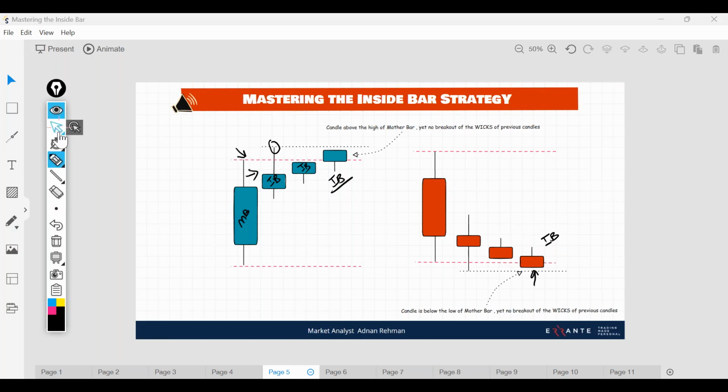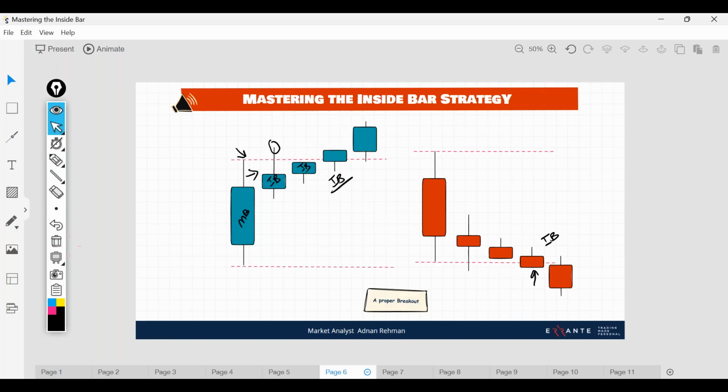Then if you have a scenario in which another candle has broken the high of the previous highs just after that MB, then this is not your inside bar. Now it's a breakout. Same thing over here, if I draw this over here, this is the breakout now. I hope I have explained this.